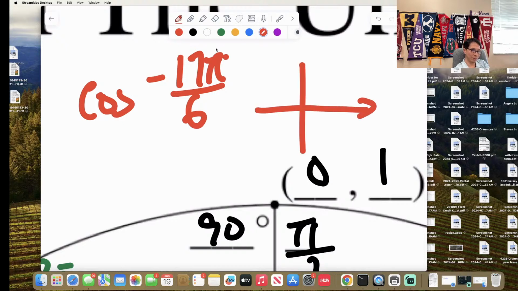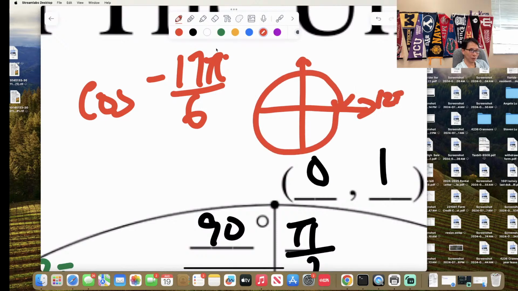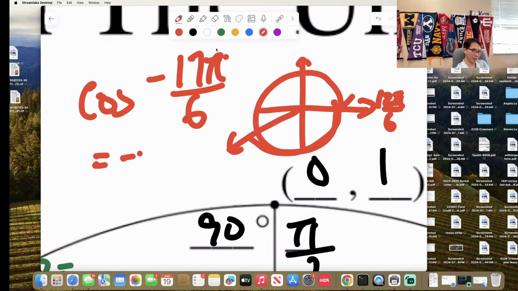So 17 pi. Remember, negative is going to go clockwise. If you go a full rotation, it's 12 pi over 6. Does that make sense? So how much more do you have to go? 5 pi over 6. So 5 pi over 6 is right here, and that will be negative root 3 over 2. Yes, good job. Whoever did that, good job.